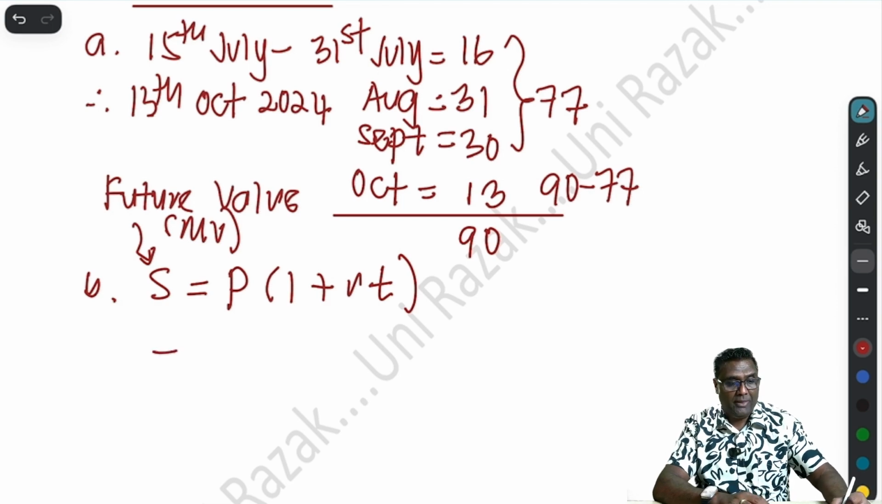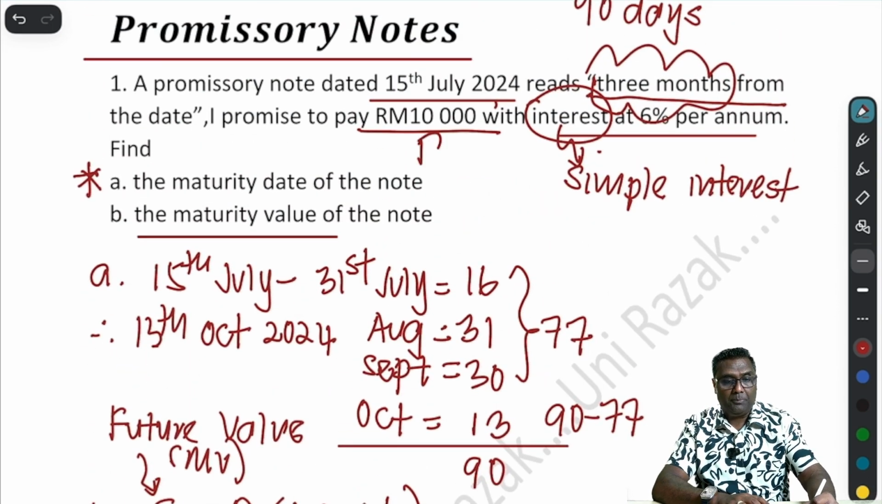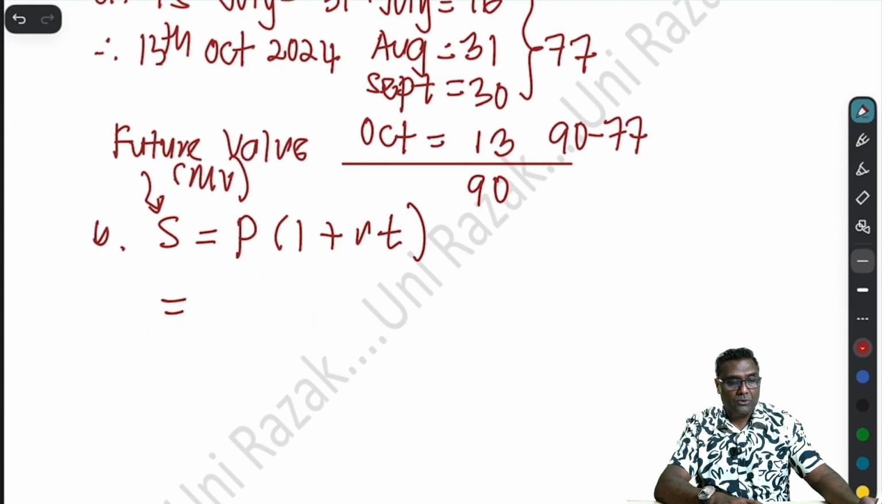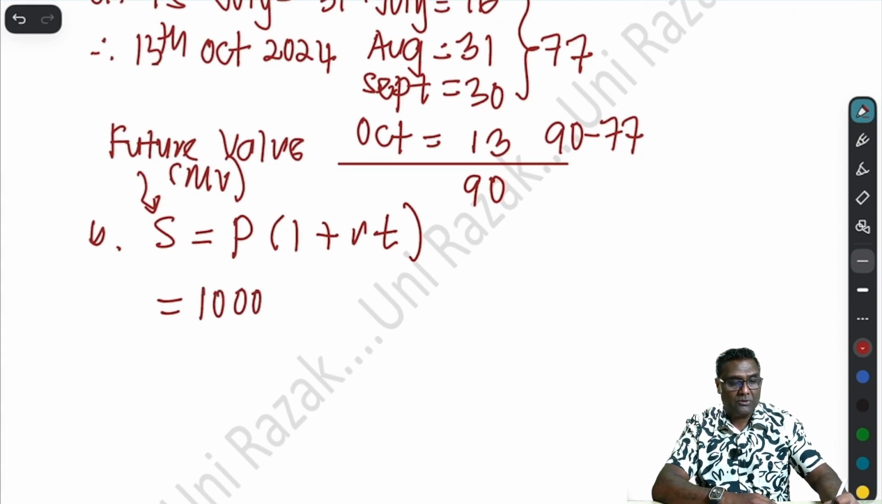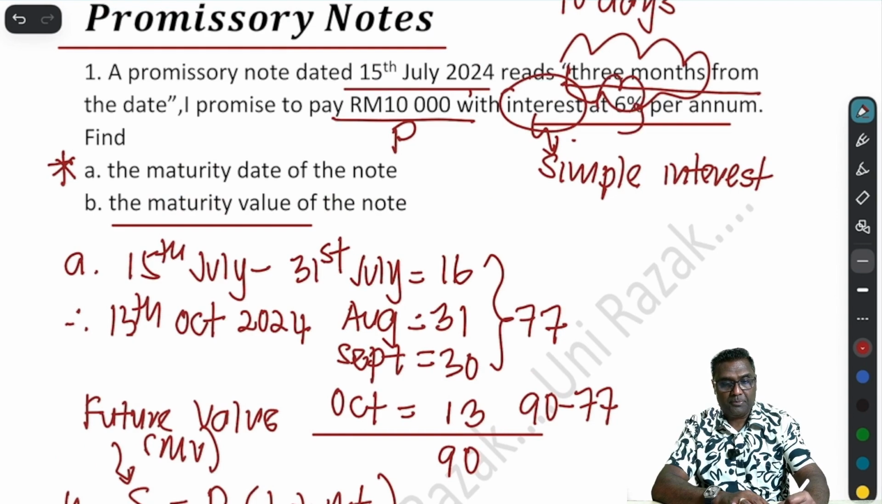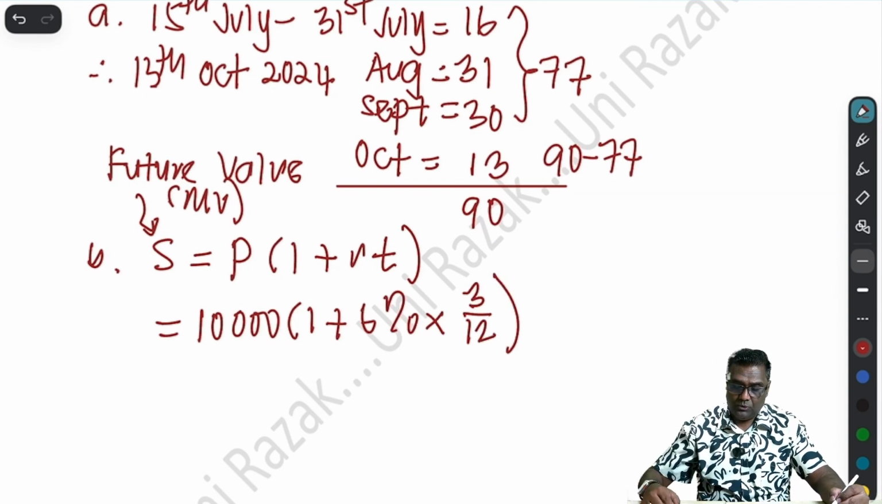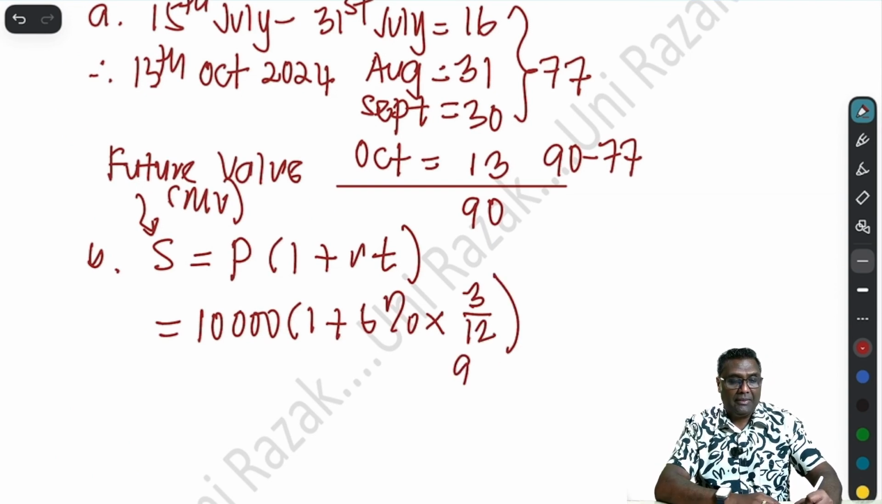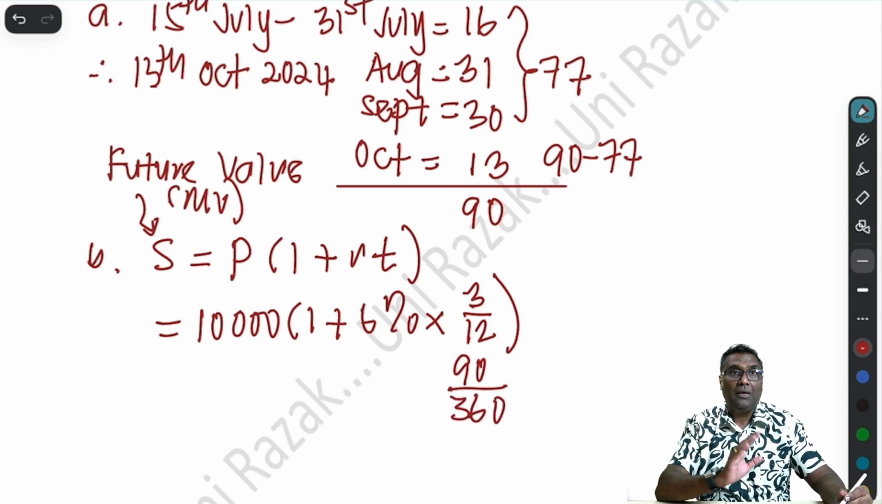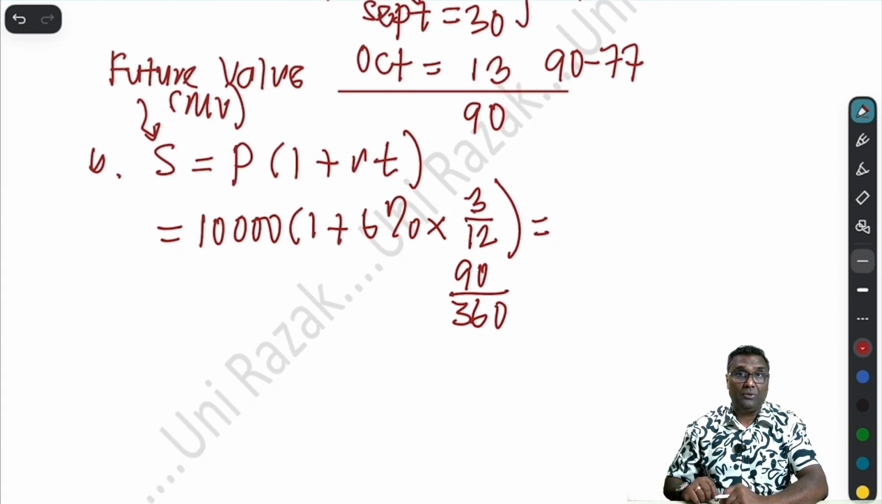So based on this, the principal was 10,000. So I key in 10,000 times 1 plus the interest rate, which was 6%. T is for 3 months. I can either use 3 over 12, or if I don't want, I can also use 90 over 360 under the banker's rule method. So now comes the process where I take my calculator out.